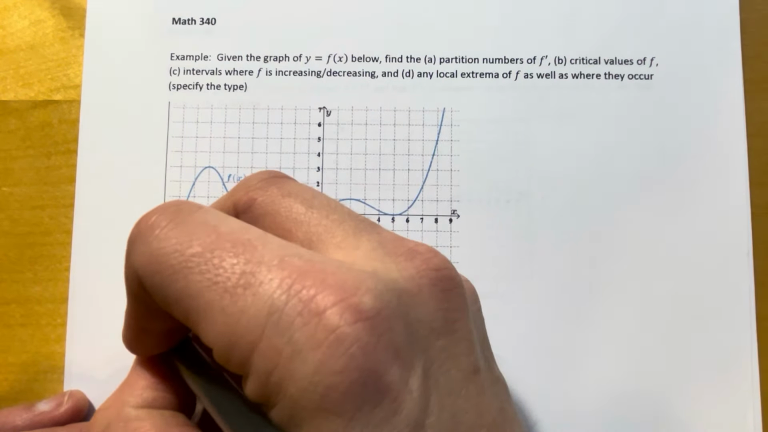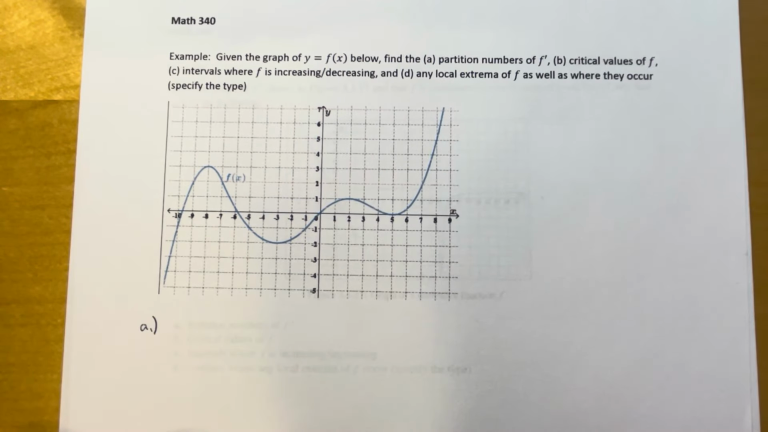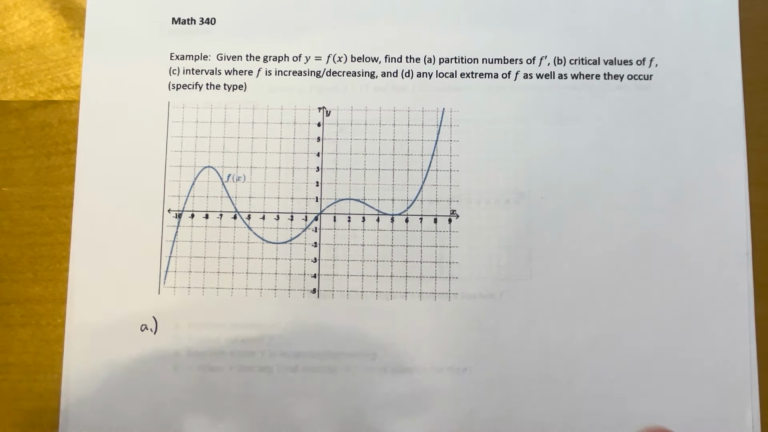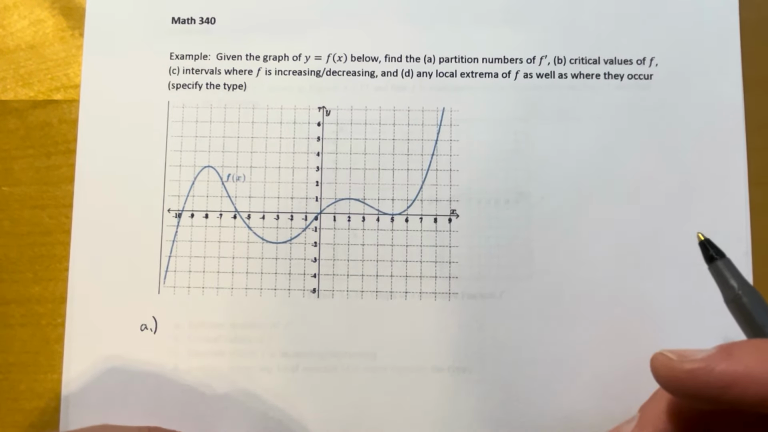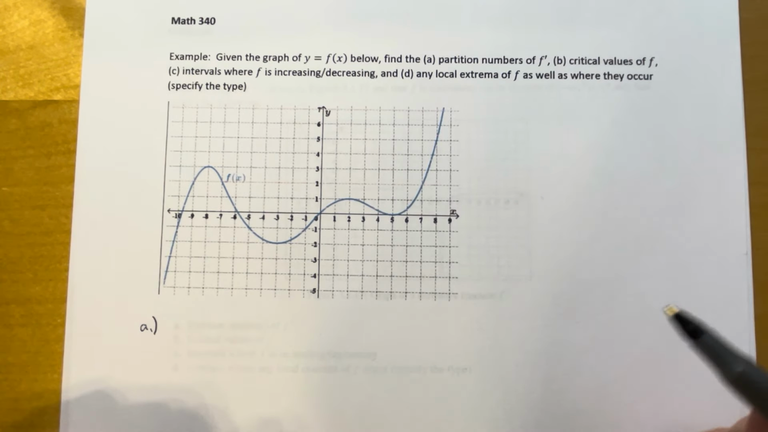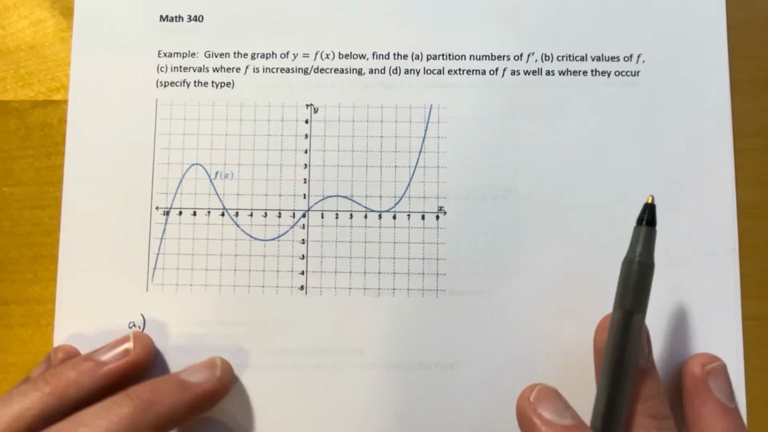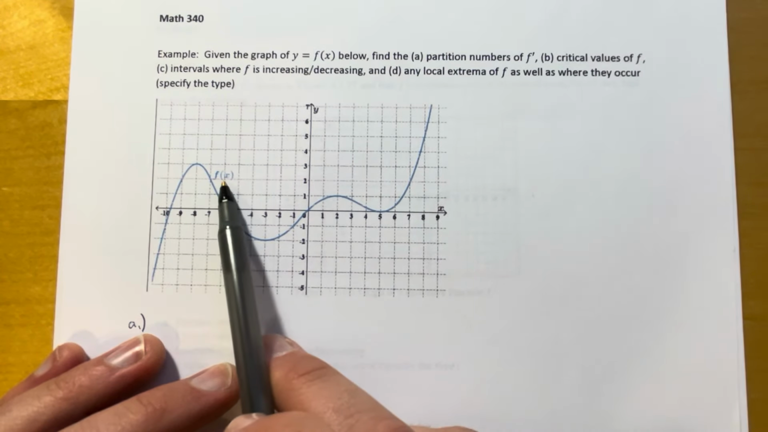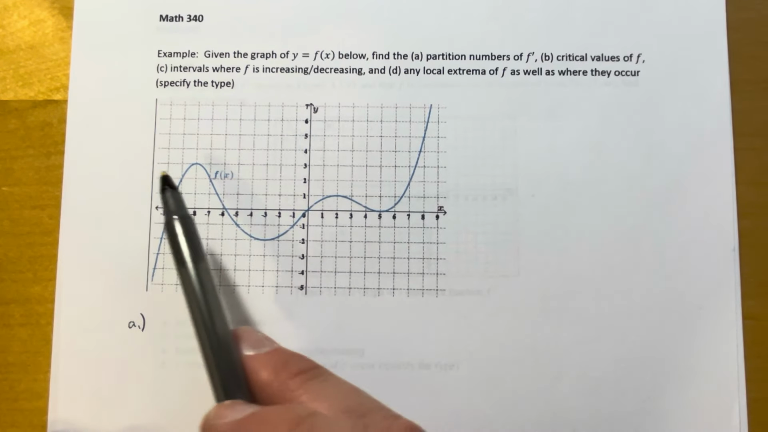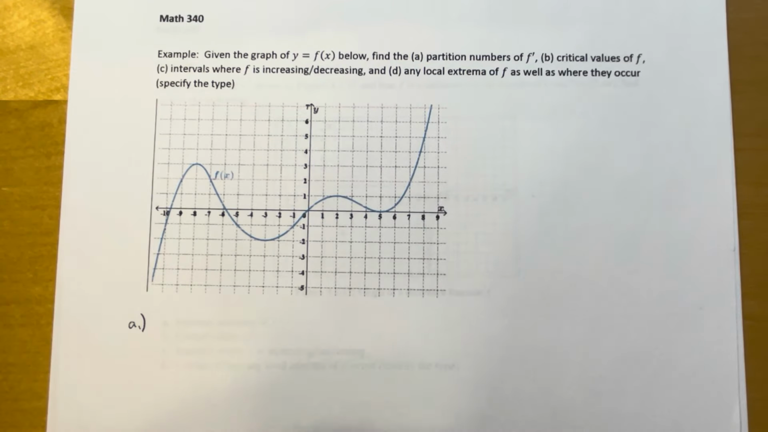Starting with part A, we're looking for partition numbers. Remember, partition numbers are those numbers where either the derivative of f is equal to 0 or the derivative fails to exist. And remember, we are not looking at the graph of f prime, the graph of the derivative. We're looking at the graph of f of x. So we have to use the graph of f of x to extract information about its derivative.